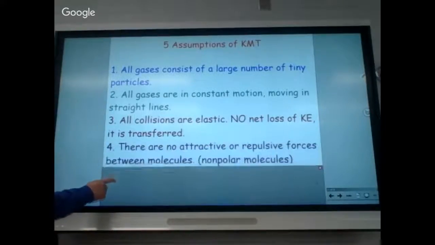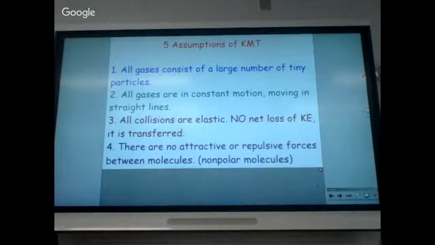Now, number 4. There are going to be no attractive or repulsive forces between the molecules. Now, in gases, do the gases attract or repel each other? Yes, they do. Some gases attract, some gases repel each other. Now, to make our life easier so we can do our math calculations, we're going to assume they don't. So how can we assume that they don't attract and they don't repel?